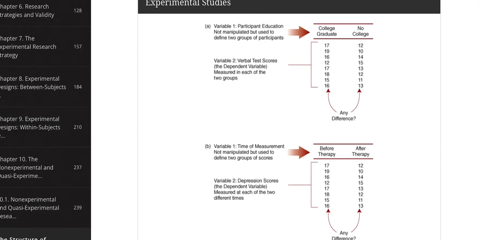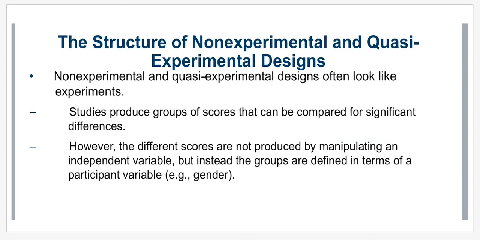The difference is that, if we go back to my slide here, that third point, the difference is that the scores that you see in those examples are not produced by manipulating an independent variable, but instead the groups are defined in terms of a participant variable. So instead of an independent variable, they are considered a participant variable.